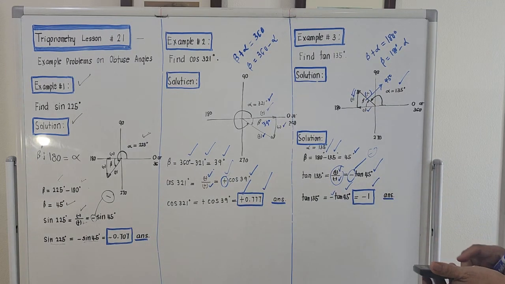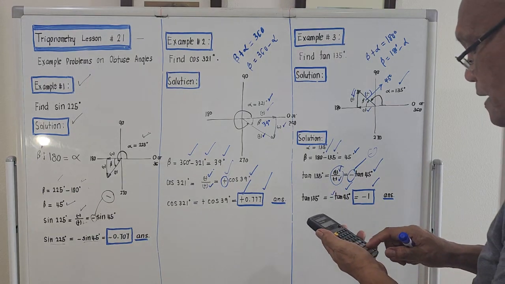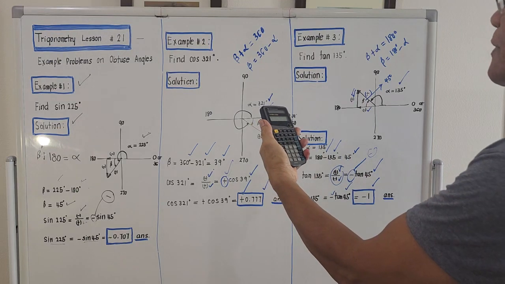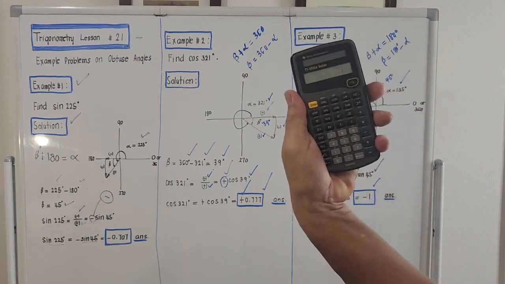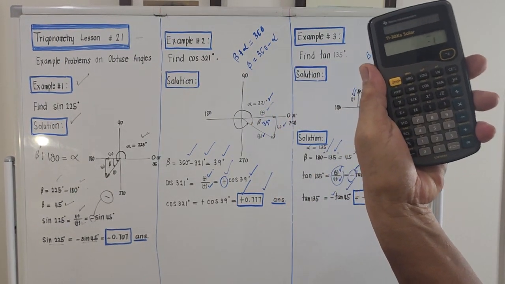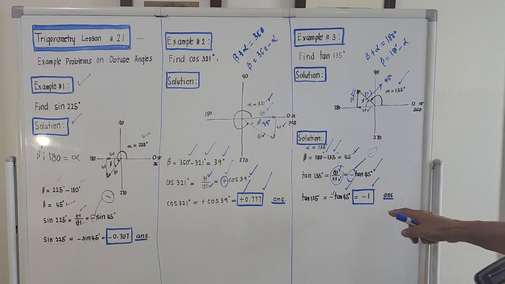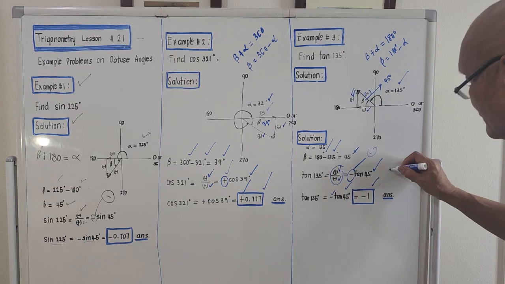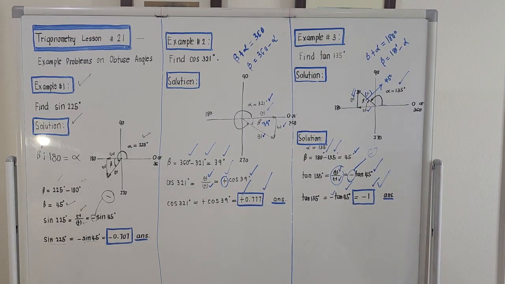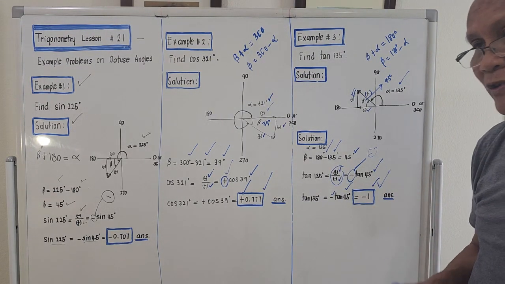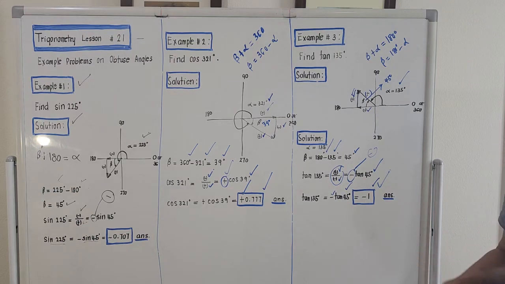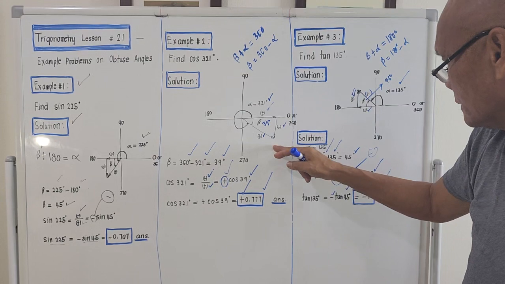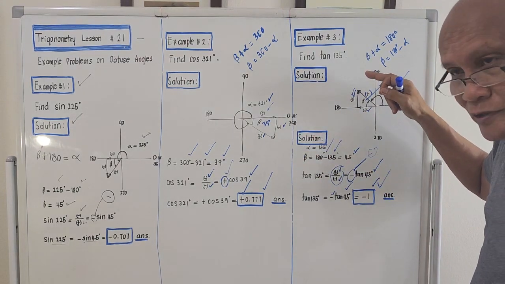If you try to check this, just display 135 here, then press tangent. What will come out should be negative 1. It's negative 1. Okay, that's it. So at least we now know how to compute the value of a trigonometric function if it falls under the third quadrant, fourth quadrant, and the second quadrant.